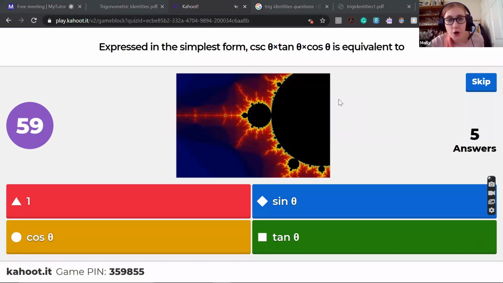So this is cosec theta times tan theta times cos theta. So lots of things to think about, but just work with what you know.